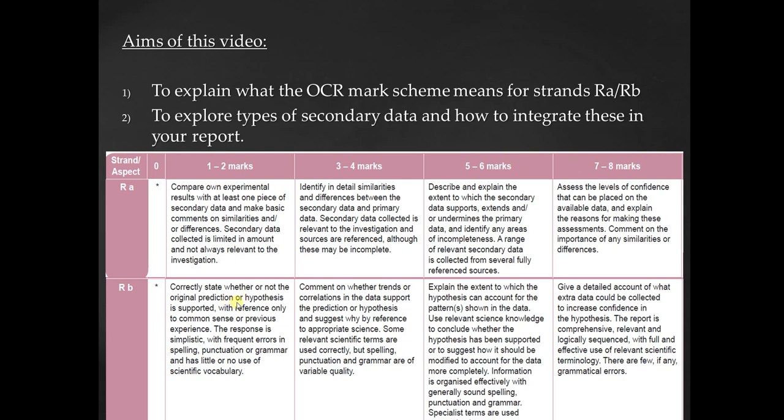For RB, we're looking to refer constantly back to our hypothesis and our predictions. We're going to look to see how the data supports what we've written already, or how it cuts across what we might already have learnt. An important thing to note here: this is the strand where spelling, punctuation and grammar comes in as well, so you should go through and check your spelling, punctuation, grammar, and even the organisation of your account. Information should be organised effectively, using science terms.